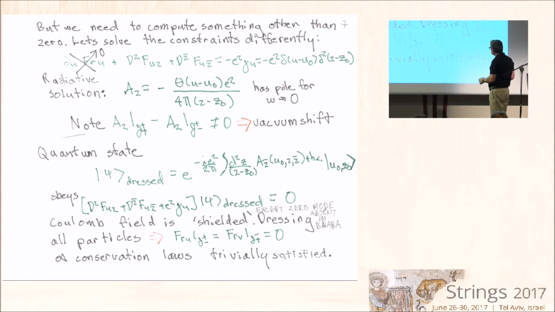Now, of course, you can't shield the 0 mode. You can shield everything but the 0 mode. But here I'm talking about Bhabha scattering, where the net charge of the whole thing is 0. So I can find a radiative dressing which sets the Coulomb field to 0 outside the dressing. So trivially, since there's no Coulomb field, if I scatter these dressed states, I'll obey the infinite conservation law in a trivial way.